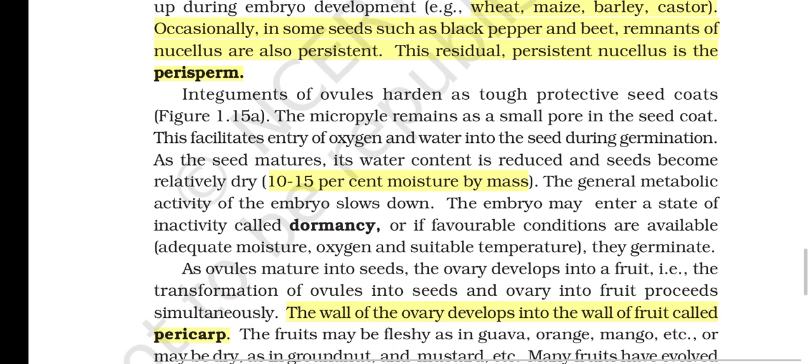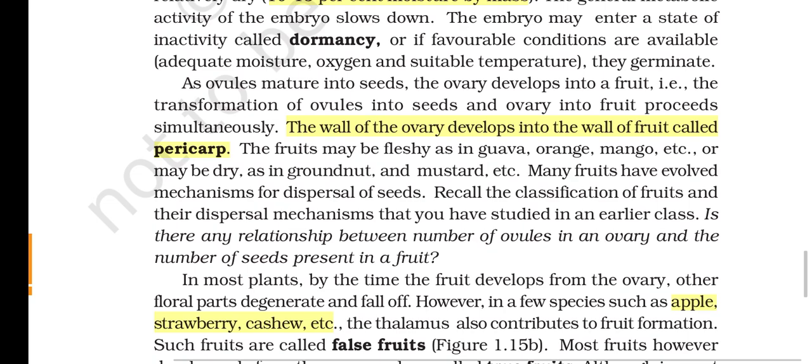suitable temperature, they germinate. As ovules mature into seeds, the ovary develops into a fruit. That is, the transformation of ovules into seeds and ovary into fruits proceeds simultaneously. The wall of the ovary develops into the wall of the fruit called pericarp. The fruits may be fleshy as in guava, orange, mango, etc., or may be dry as in groundnut and mustard, etc. Many fruits have evolved mechanisms for dispersal of seeds. Recall the classification of fruits and their dispersal mechanisms that you have studied in an earlier class.